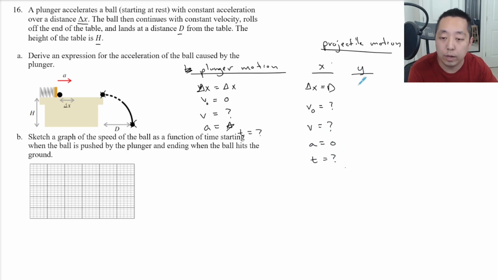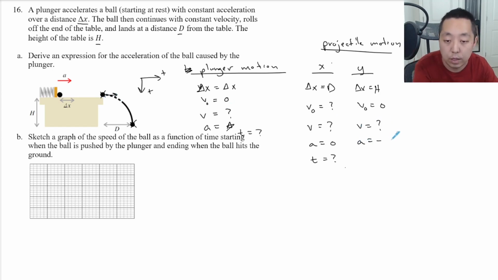And in the y direction, I have the vertical displacement. Let's say down is positive and to the right is positive. So if down is positive, it fell a distance h from there to there. The initial velocity in the vertical direction is 0, because right off here it's rolling horizontally. Final velocity is unknown. Acceleration is positive g, because I said down is positive, and t is unknown.